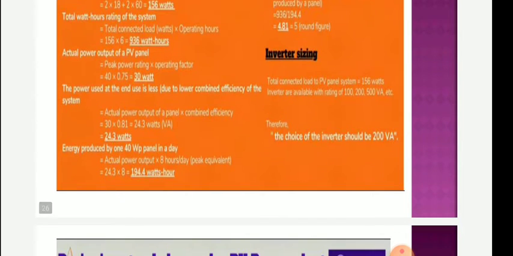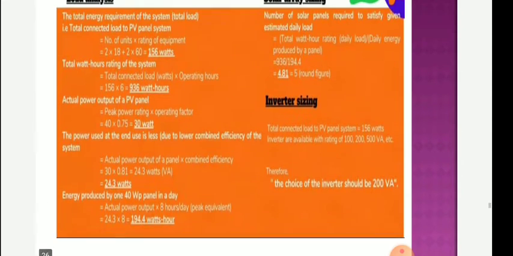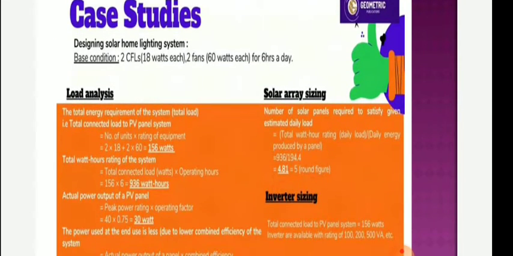that is 30 watts. The power used at the end use is less, given the lower combined efficiency of the system, which is going to be around 24.3 watts. So the energy produced by a 40 watt peak power panel is around 194.4 watt hours. The number of solar panels required is given as 936 divided by 194.4, which comes to around 4.81, so 5 panels are required for the system.